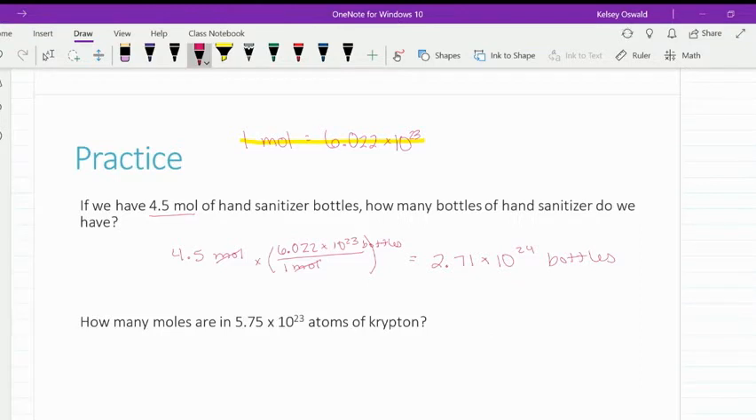Think of how clean you could get with 2.71 times 10 to the 24th bottles of hand sanitizer. Save the world with that.